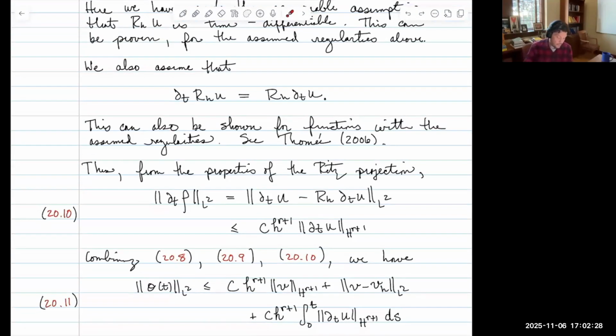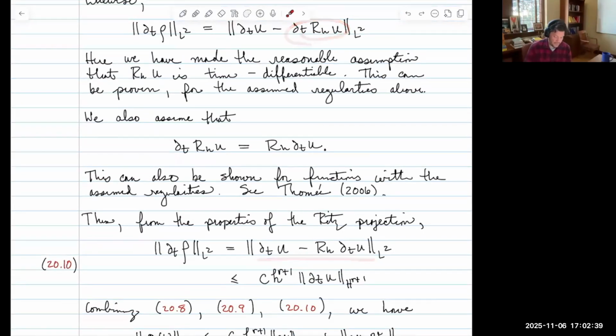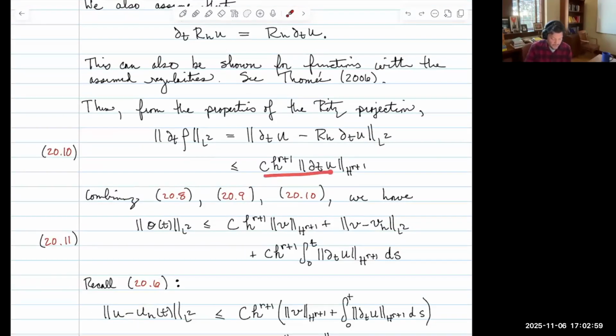Now I can show that this term is equal to this. The only difference is that I've interchanged those two operators. I've put the weak time derivative right on U. And so now you see this and this are the same. This is just the difference between a function, I don't care what it is, and its Ritz projection. Well, I know how to estimate that, because by the regularities that I have available to me, this is just the difference between a function and its finite element approximation.